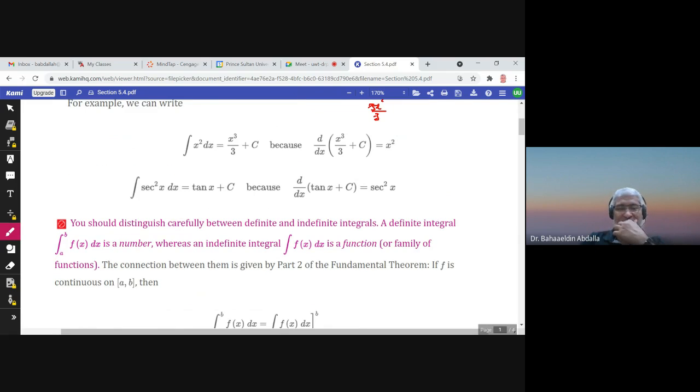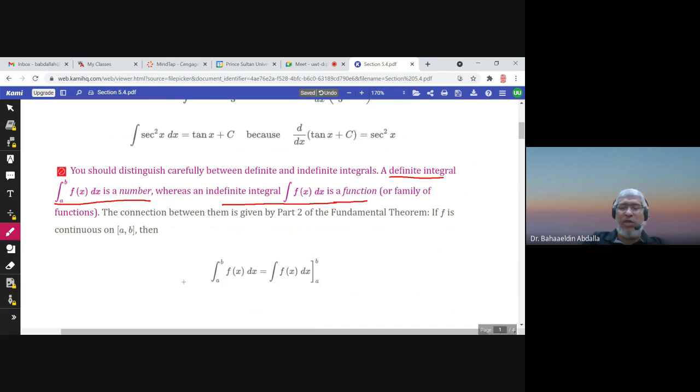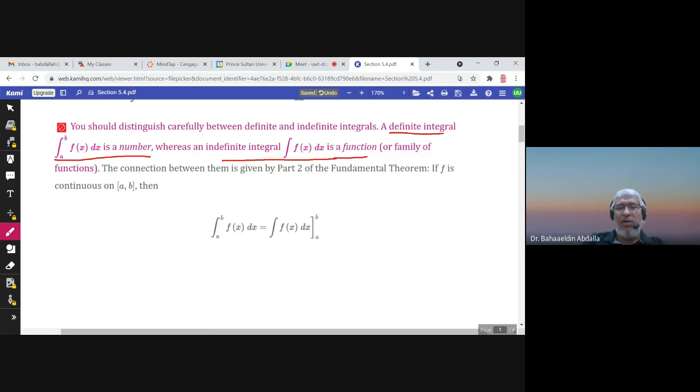Pay attention to the difference between the definite and the indefinite integral. The definite integral is just a number. From a to b f of x dx, the result of this would be a number, whereas the indefinite integral will give you a function or family of functions because of the constant there. The connection between the indefinite integral and the definite integral is available from part 2 of the fundamental theorem.